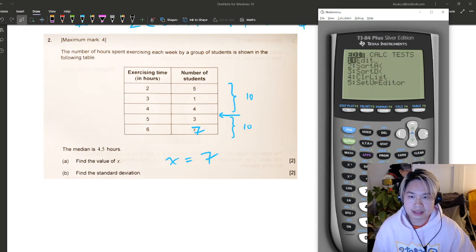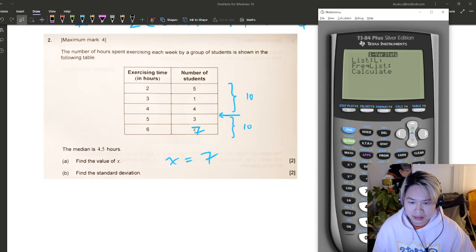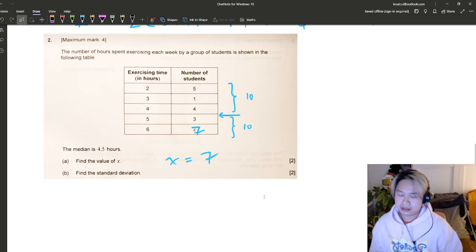Okay, and then we go to stat, calculate, one variable stats. Your data list is list number 1, your frequency list is list number 2. Calculate this. And so my standard deviation is 1.58.